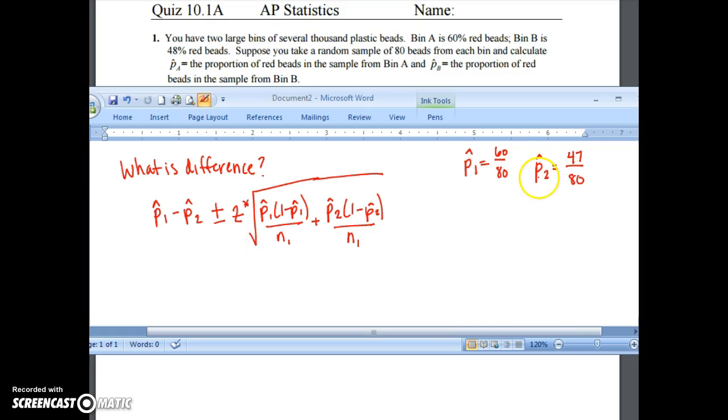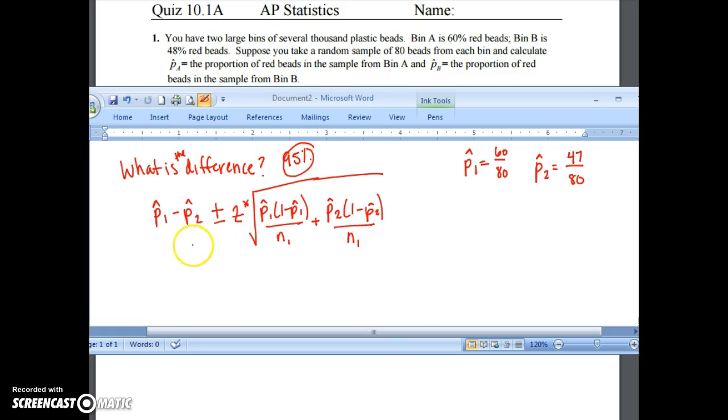So if they want to know what's the difference between the two bins, the first thing that you have to do is, well, what confidence level do you want? So they'll ask you, what is the difference? And then you'll have to pick a confidence level, or the problem will tell you. I'm going to do a 95.